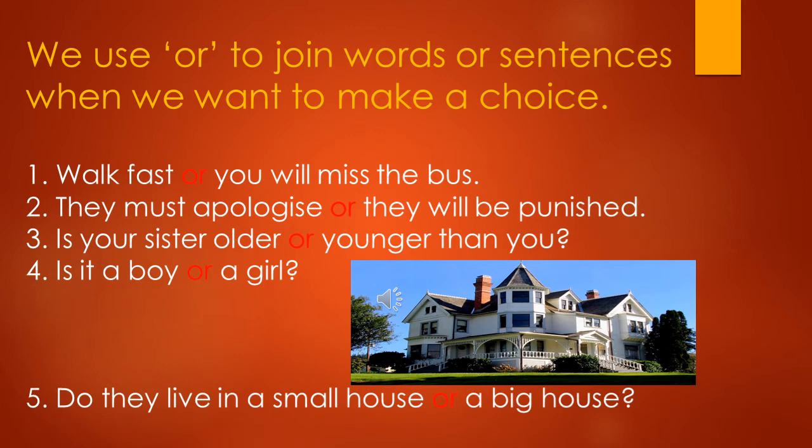Is your sister older or younger than you? So either your sister can be older or younger than you. So you have to give one answer. Is it a boy or a girl? So he can be a boy or she can be a girl. Number 5, do they live in a small house or a big house? So here also we have to choose one. They are living in a small house or a big house.